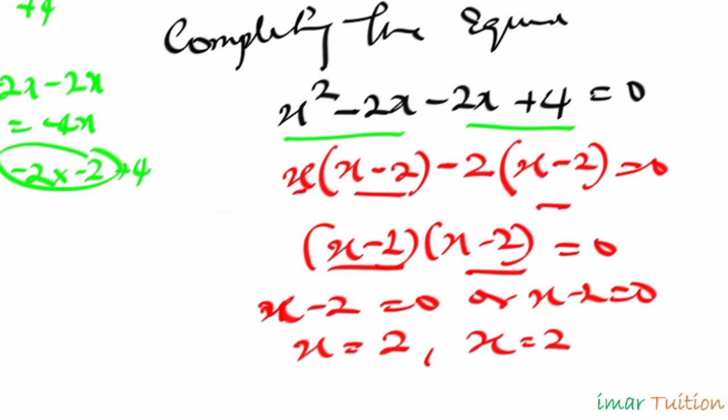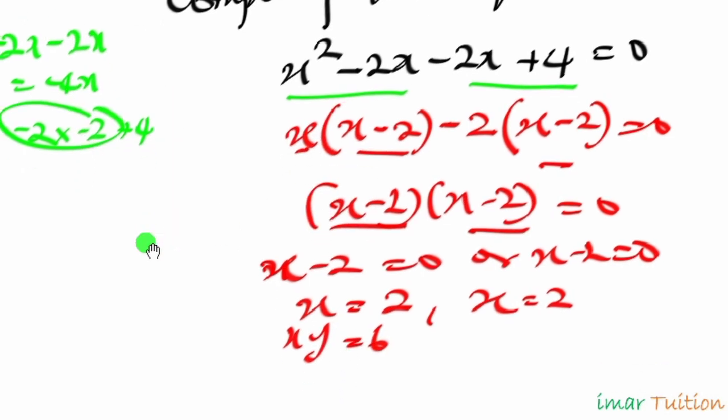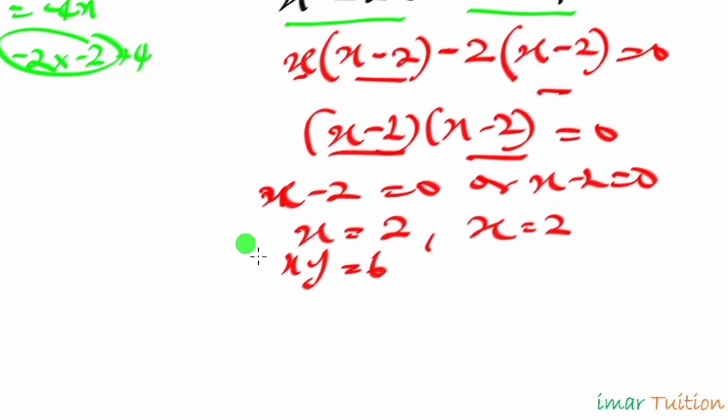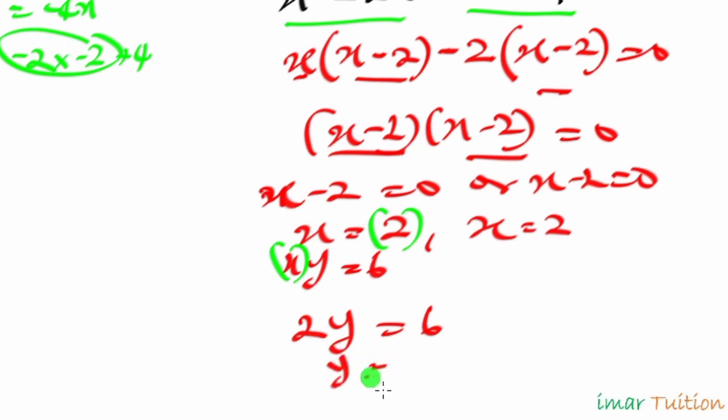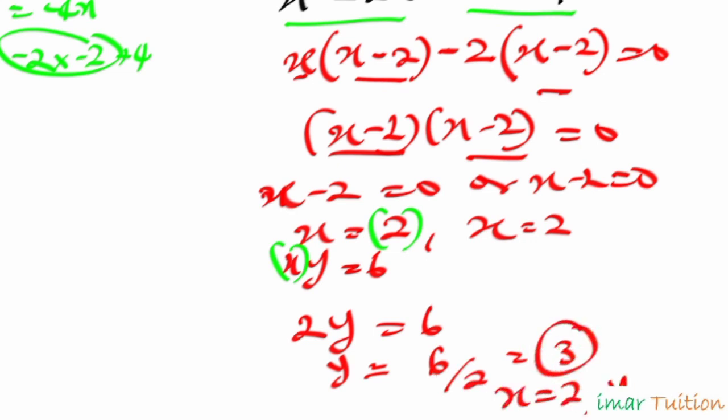So what is the value of y? You recall that we had xy equal to 6 in one of our equations. And x now is 2, so if you substitute the value of 2 to replace x here, we'll have 2y to be equal to 6. So y will be equal to 6 over 2. y will be equal to 3. So x is equal to 2 when y is equal to 3.